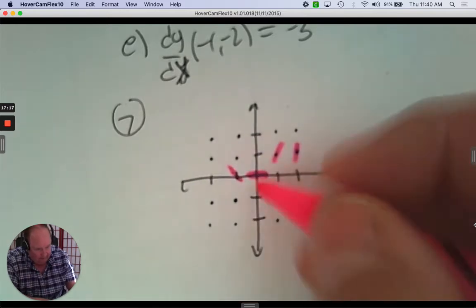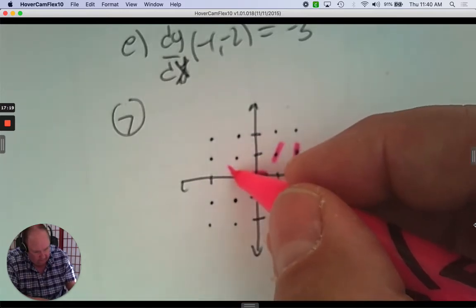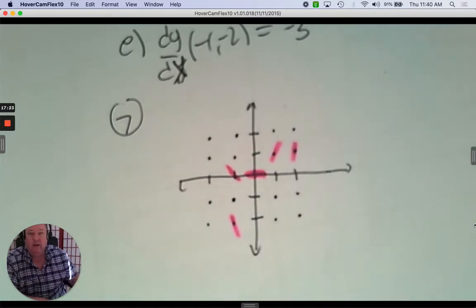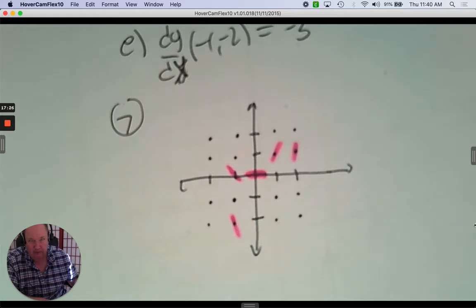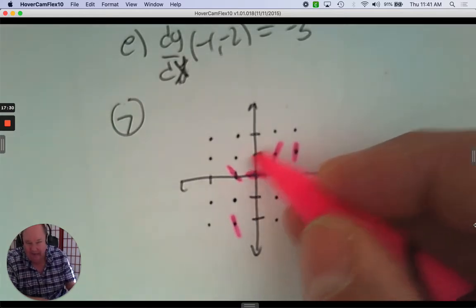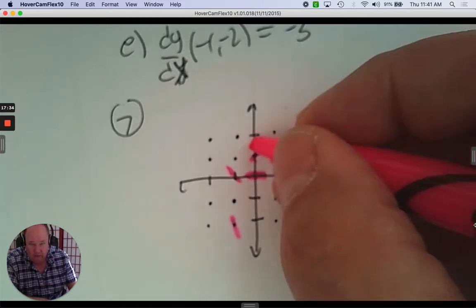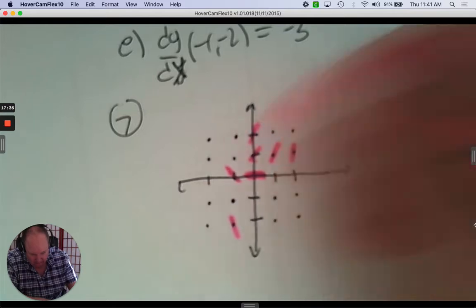And at negative 1, negative 2, it was negative 3. Now, for each one, I just have to add them up to know what the slope is. So it actually isn't too bad. So at 0, 1, add 0 and 1, and the answer is 1. And then at 0, 2, add it up, and it's 2, which is steeper.